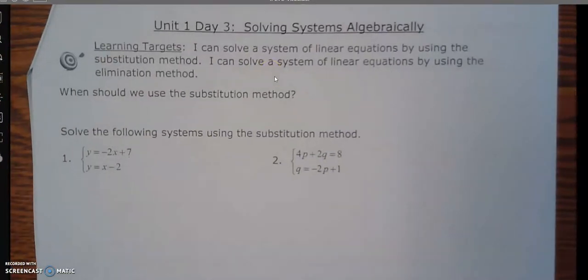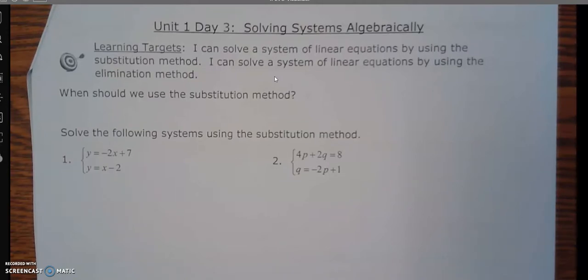Okay, so we're looking at how to solve systems algebraically now. The last 2 days have been graphically. Now we're going to do it algebraically, which means we're going to use math equations and solve for variables instead of graphing and looking for the cross.